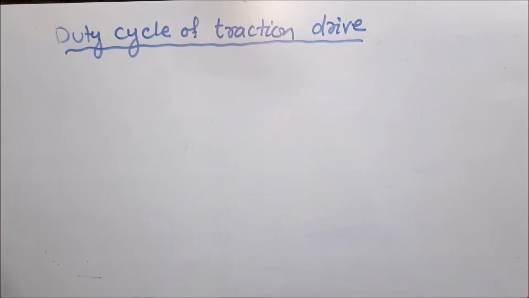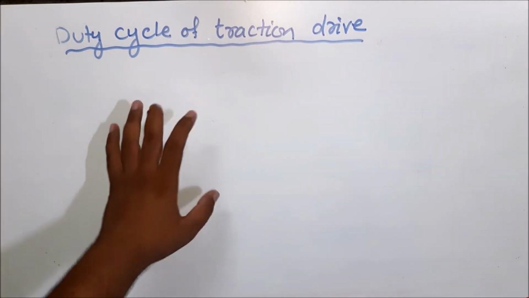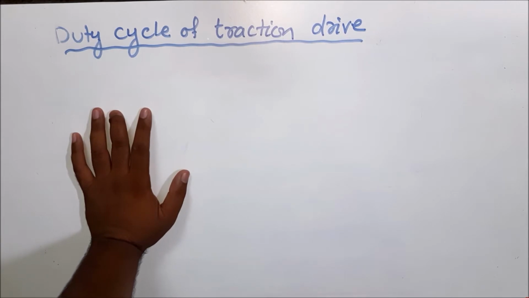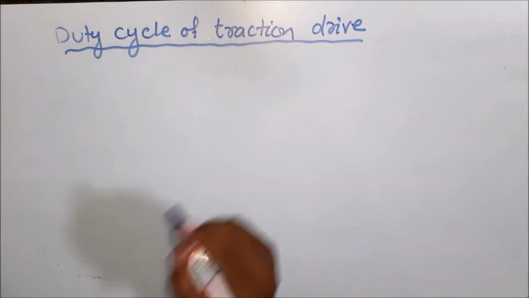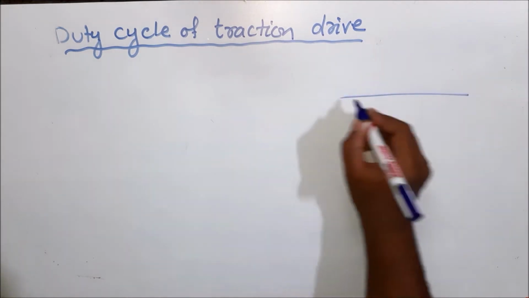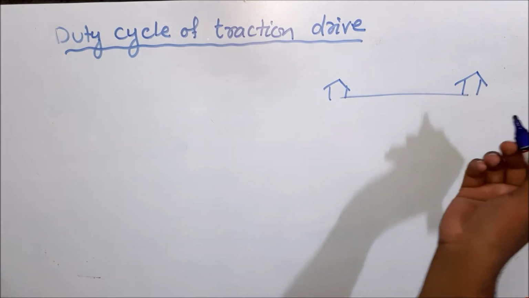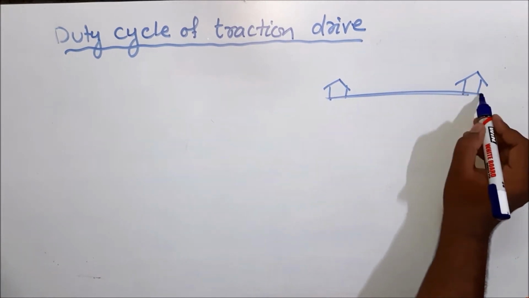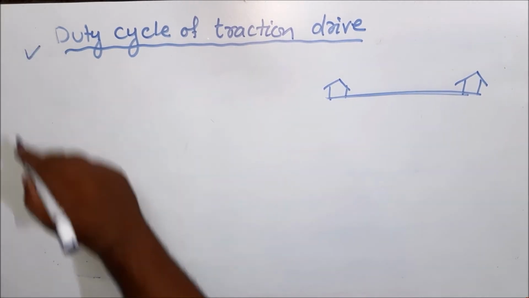Let us study the duty cycle of traction drive. This is a very important concept in the traction chapter. You should know about acceleration, deceleration, free running, coasting, and all those things. That means when a train is starting from one station and reaching another station, how the speed is gained by the train, how they apply the brake, and what the free running condition is. All those things we study under the duty cycle of traction drive.